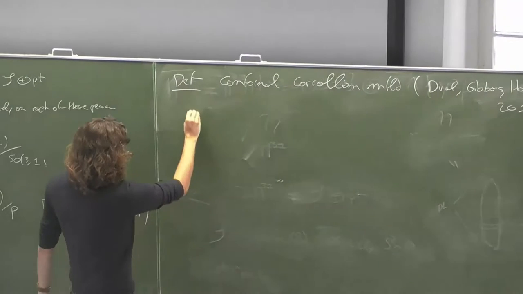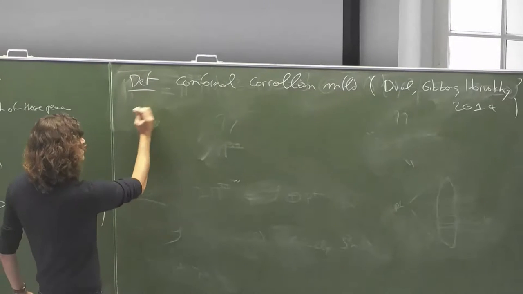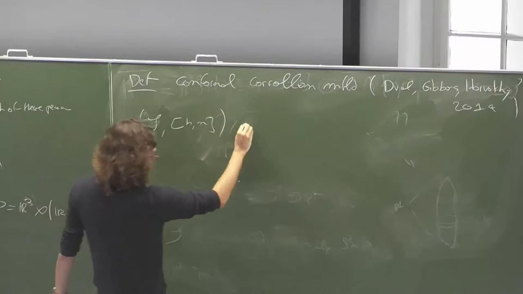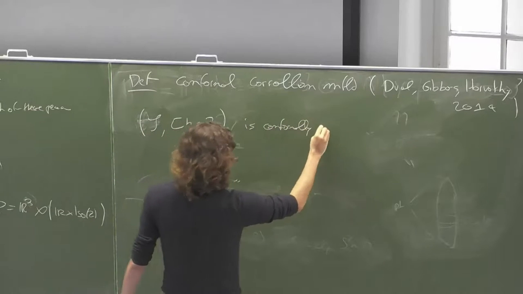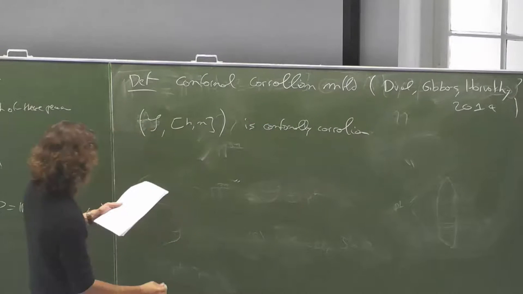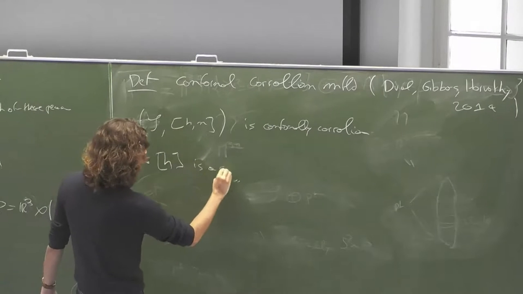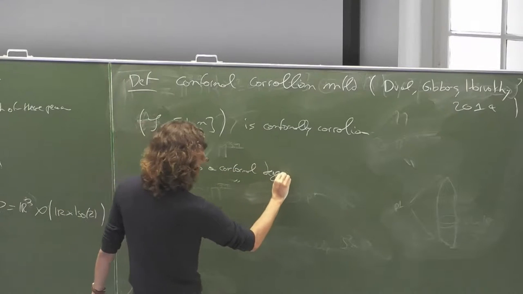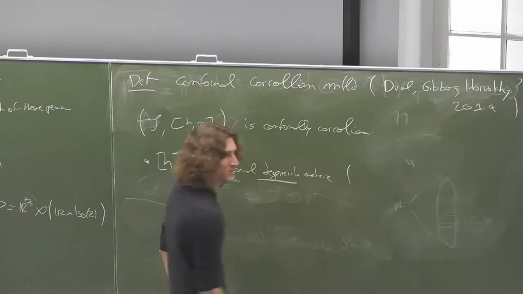So a conformal Carrollian manifold is the following data: Scri, and then H, N, is a conformal Carrollian manifold if you have the following. H is a conformal degenerate metric with one dimensional kernel.